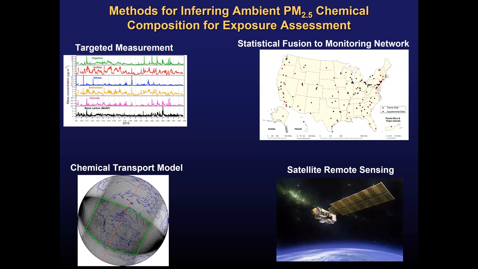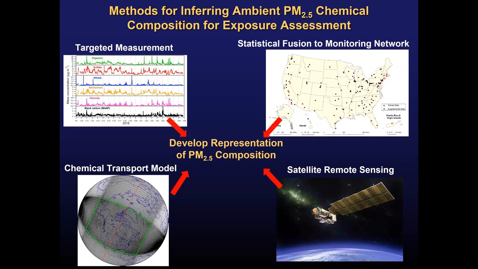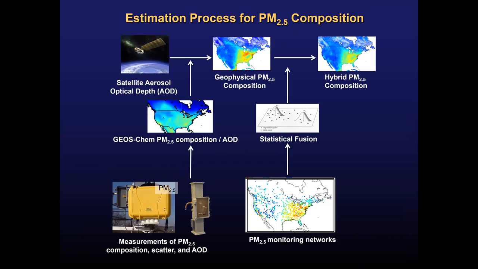So the approach I'd like to take today is to attempt to integrate information across these different sources to continue to develop the representation of PM2.5 composition. I'll begin in the area of satellite remote sensing of aerosol optical depth, a measure of columnar extinction due to aerosols in the atmosphere. And then apply a chemical transport model, GEOS-Chem, to calculate the relationship between that satellite aerosol optical depth and ground level PM2.5 chemical composition.